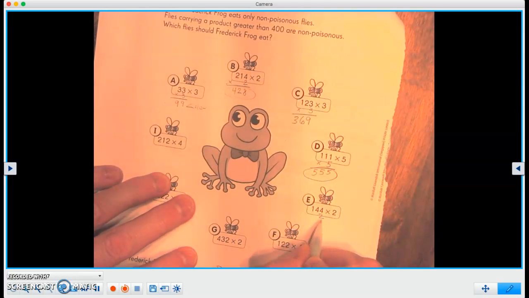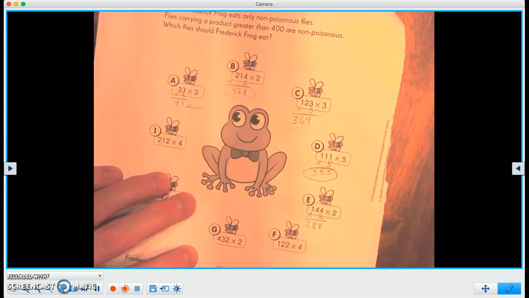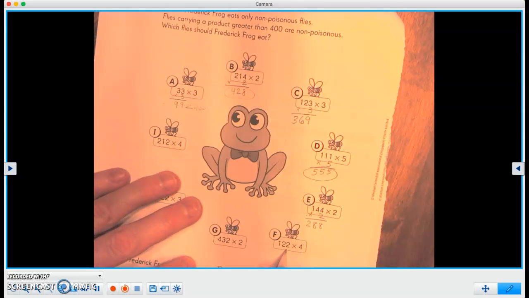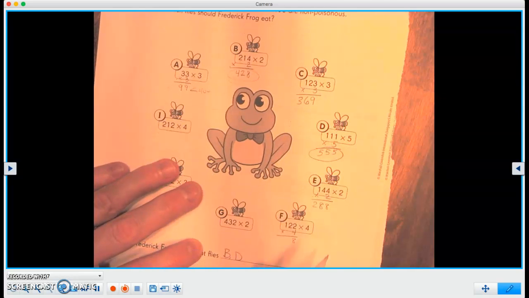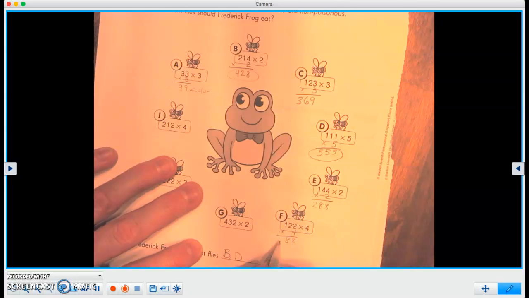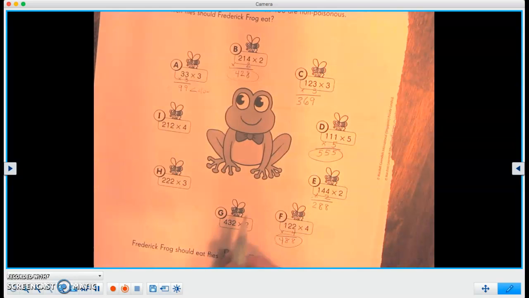And E is 214 times 2, so 4 times 2 is 8. 1 ten times 2 is 2 tens, and 2 hundreds times 2 is 400. Actually, E would be poisonous. And here we go now. 2 times 4 equals 8. 2 tens times 4 also equals 8. And 1 hundred times 4 is 400. That is over 400, so F would be another fly to eat.